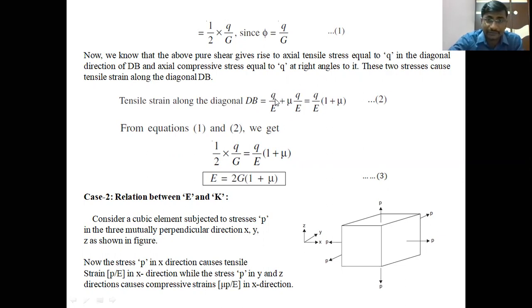Linear stress on the diagonal is equal to shear stress on the surfaces. Therefore, linear strain is equal to Q by E. Strain is equal to Q by E. This is one of the reasons.